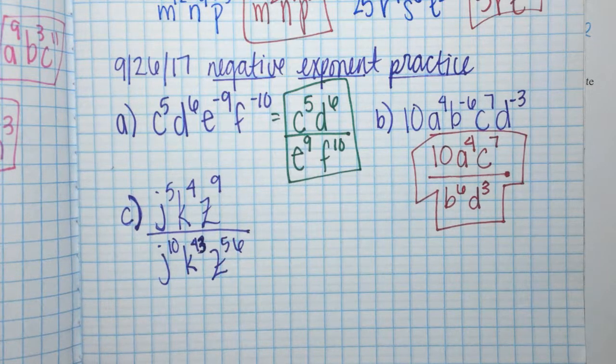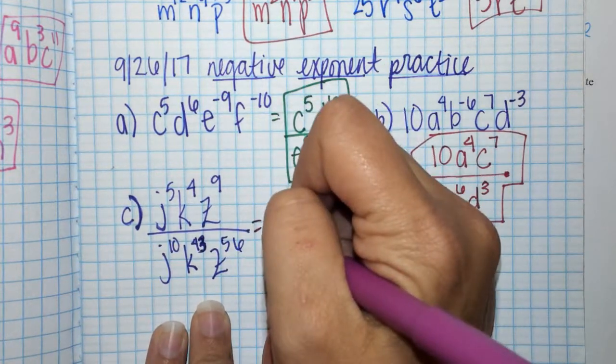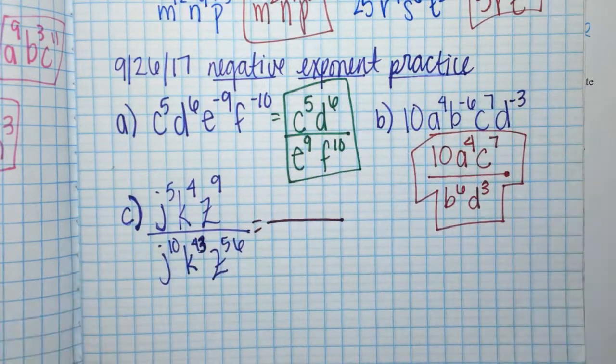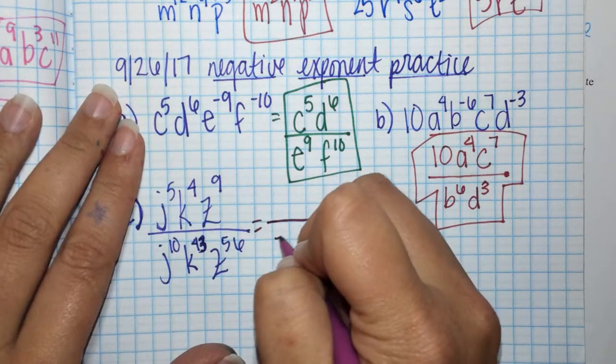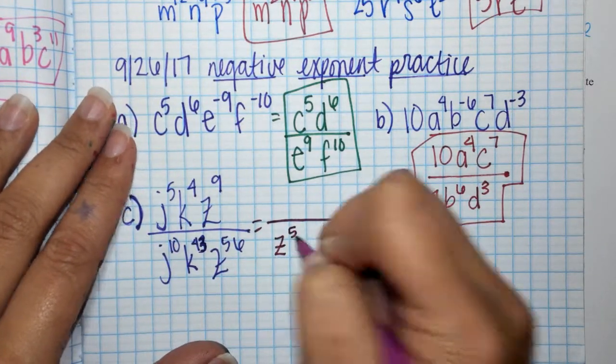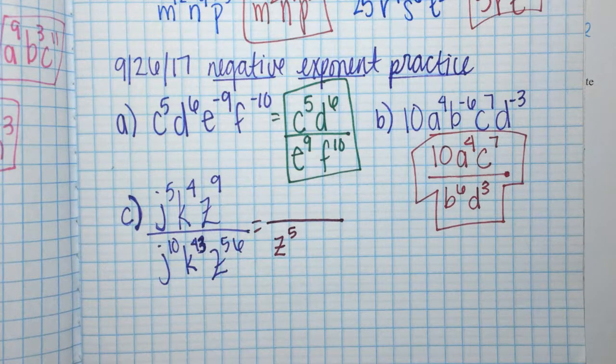Alright, when we divide like bases, what do we do to the exponents? That's a Z. Anytime it has a line through it, it's a Z. Yes. Alright, so when we divide like bases, we subtract. So can anybody tell me what 5 minus 10 is? It's negative 5, so is it going to go on top or on bottom of our fraction? And it's going to turn it into a positive 5.